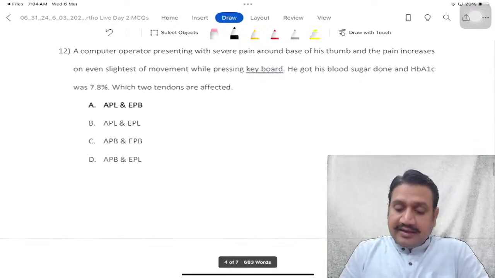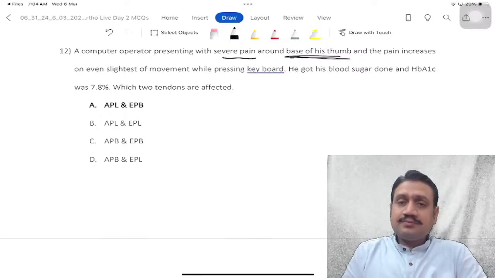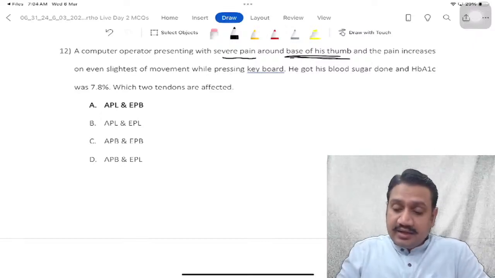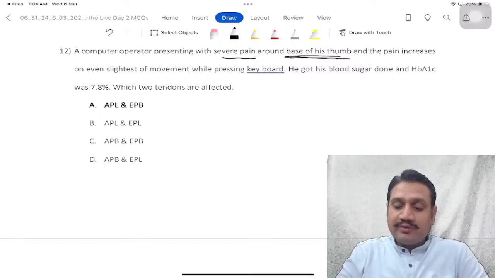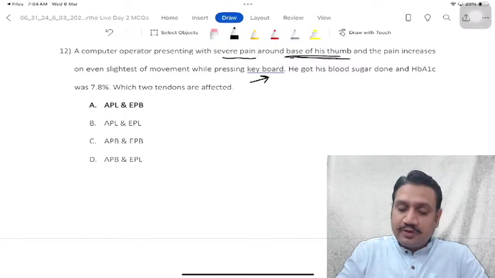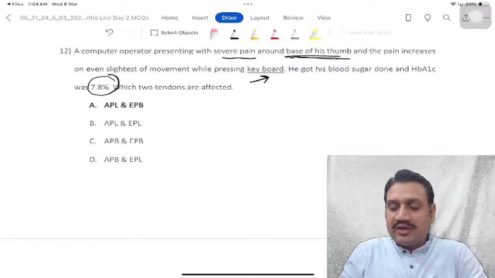All right. Next one, a computer operator presenting with severe pain around the base of the thumb. See, at the base of the thumb, there are only two to three things which are very, very common. Okay. And pain increases on slightest movement while pressing the keyboard. So when they're trying to press the keyboard or using the thumb, it is painful. Okay. Sugar levels, HbA1c levels a little on the higher side. What are we talking about?